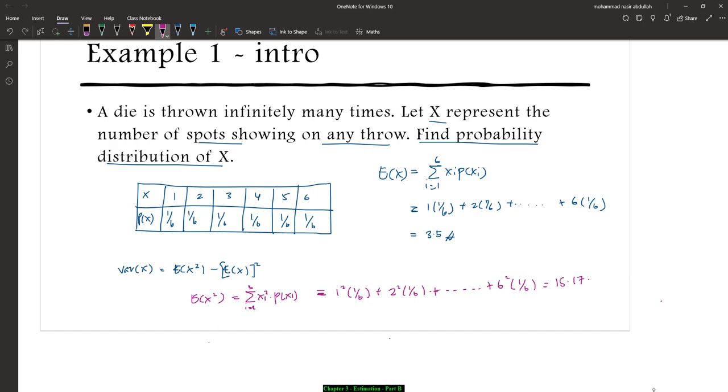So to find the variance of x, we just do 15.17 minus 3.5 and then square. So this should be 2.92, right? Okay. So this is for a single variable, so just for x, right?